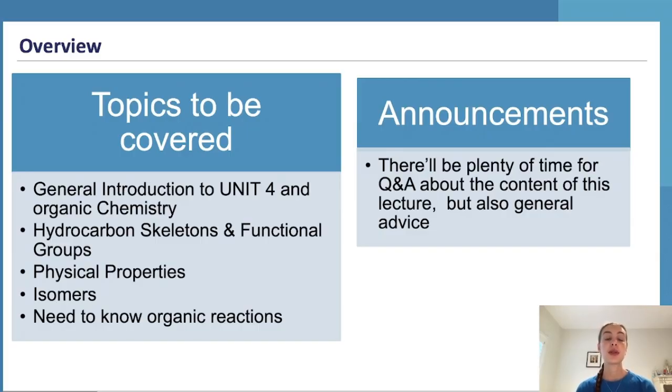Then we're also going to be looking at some isomers, so having two different types of isomers and how this is going to affect their physical properties and their chemical properties. And then we'll finish up with looking at the important need to know organic reactions, which obviously relate back to physical properties, isomers, and functional groups, and so the reactions which will occur will depend on all of those. There'll also be plenty of time for the Q&A about the content of the lecture, and then also just any general advice. So if you have any questions, just feel free to ask.